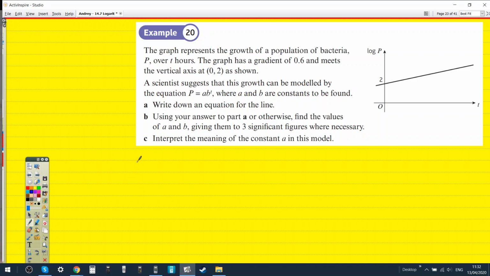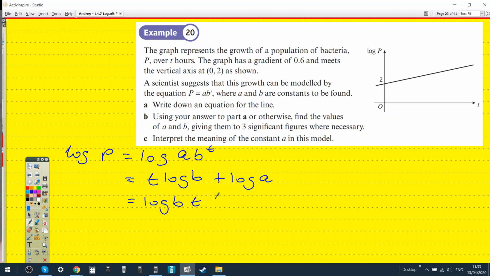So, do I need to start off with log p equals ab to the power of t? Yep. And then log p is equal to t log b plus log a. So is the x here going to be t, and then the m is log b? Mm-hmm. I'll just swap those around. It's the same thing though.